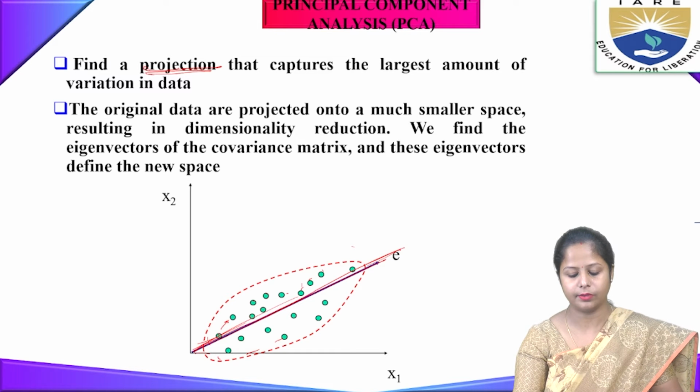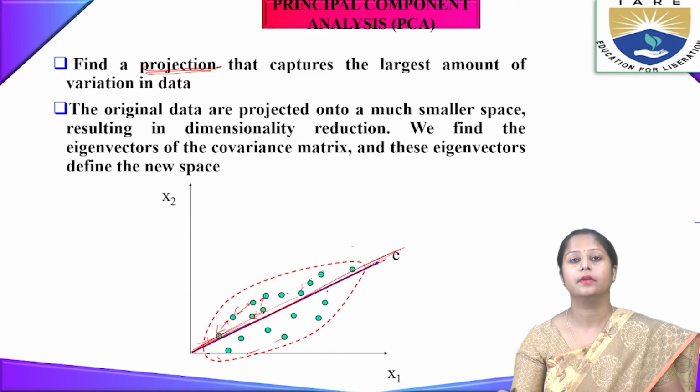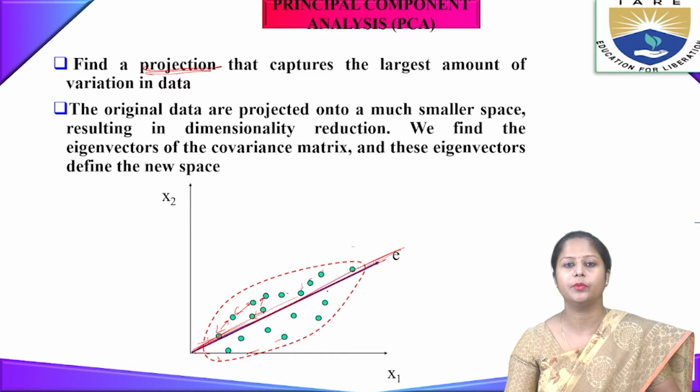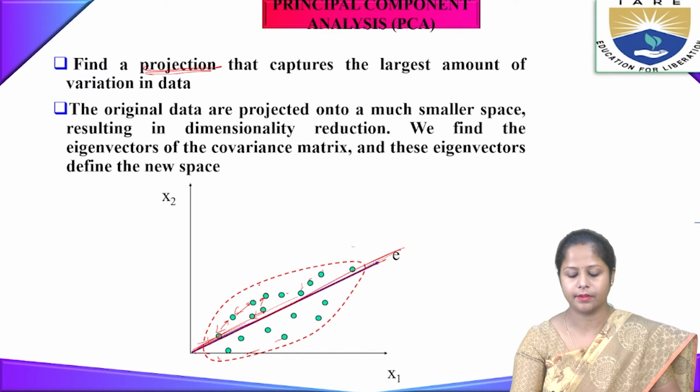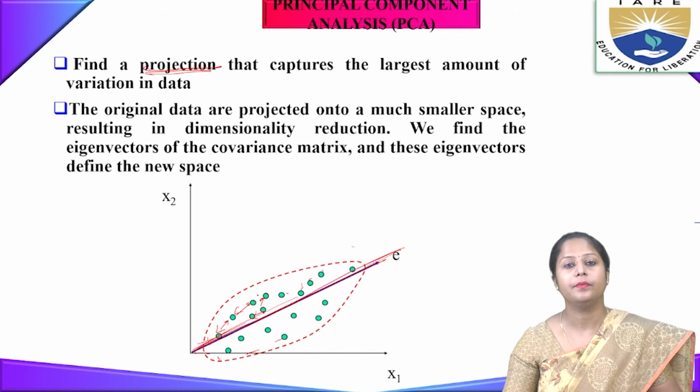There is also variation: the more distance there is, the more variation comes. So we have to find that. Then the original data are projected onto a much smaller space, which results in dimensionality reduction. The larger data set we need to project on a smaller space.